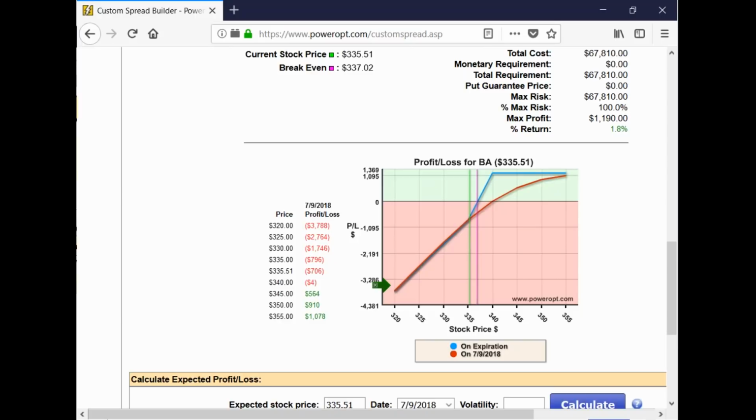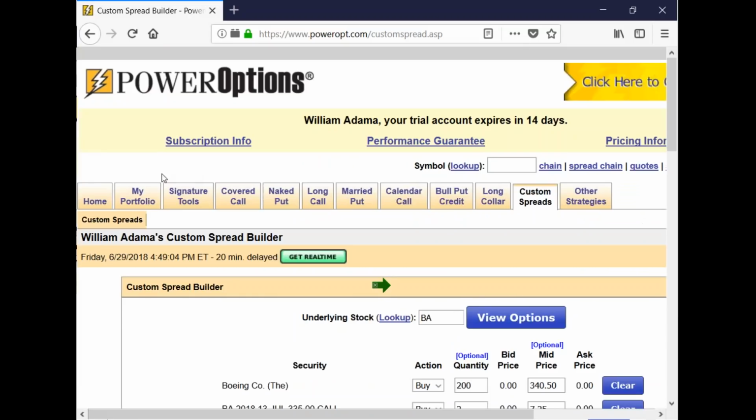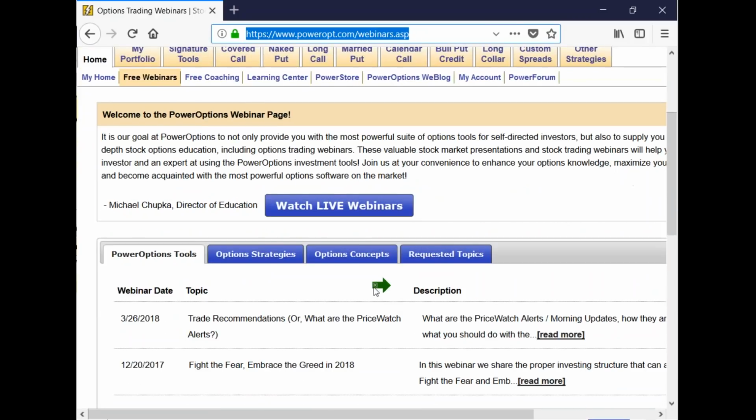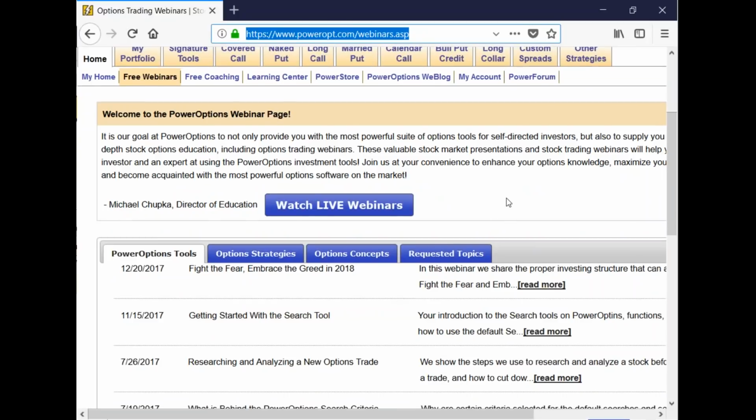Alan, those are some of the just basic ideas. I rattled off 5 of them for you there that you could look at. What I want you to do this weekend, if you have the time, go to the webinars page, powerup.com/webinars.asp. That's our free page. You can access it at any time. Don't need to be logged in.